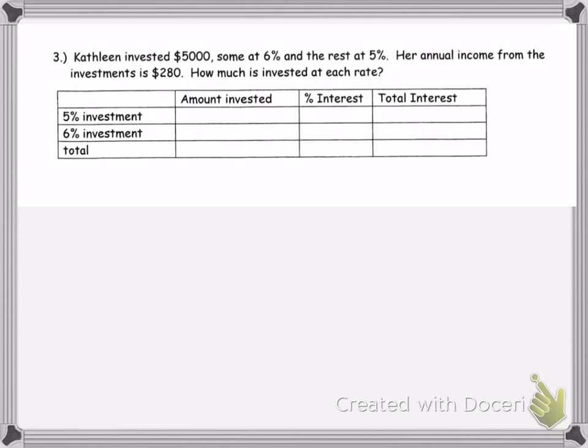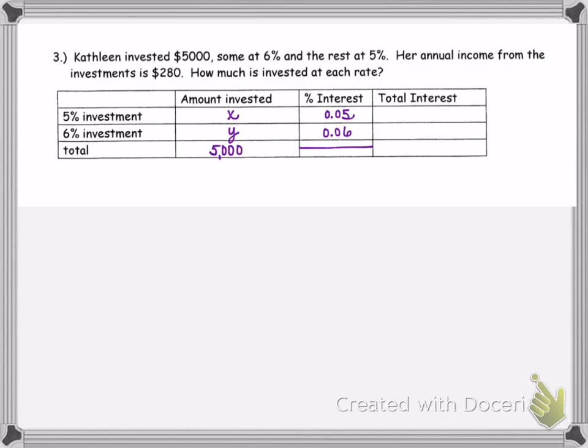Taking a look at number 3, we've got Kathleen investing $5,000. So that's her total amount invested. Some at 6%, the other at 5%. We're going to write those as decimals. So I'm going to have 0.05 for 5% and 0.06 for 6%. I don't need this square.